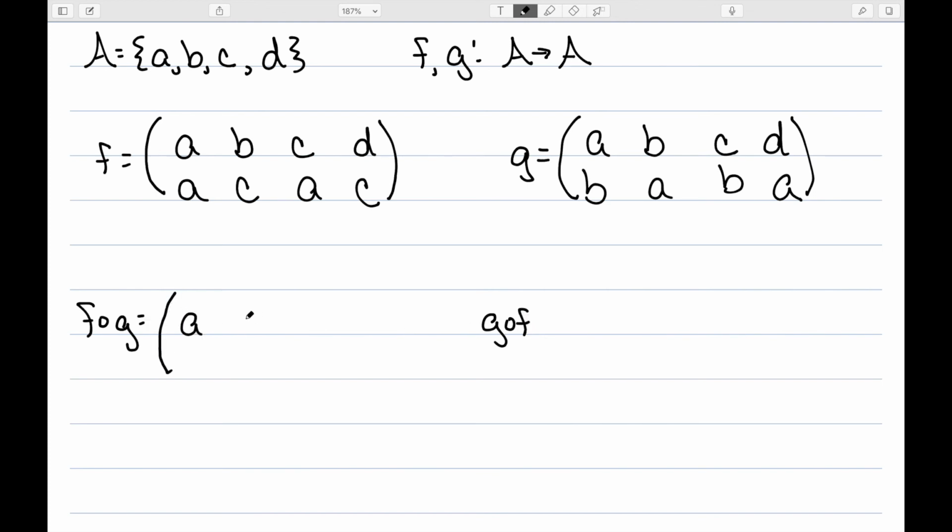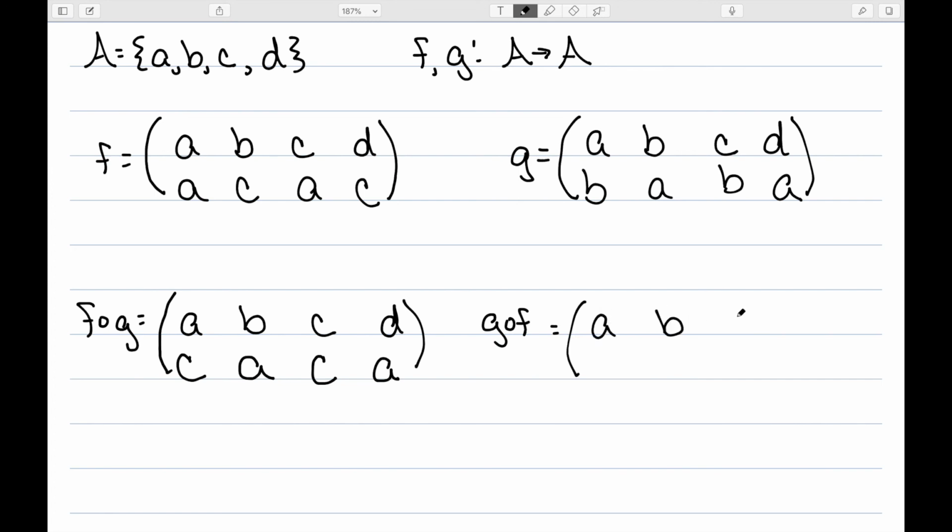Well, we know we're going to have a, b, c, d, and we need to figure out what their outputs are. When we're working with composition, we always work inside out. So for f of g, we need to start with g. g maps a onto b. We then use b as our input, and we get the output of c. For b, g maps b to a. Using a as our input, we output a. g maps c to b, and using b as the input, we output c. Finally, g of d is a, and using a as our input outputs a. So there's f of g.